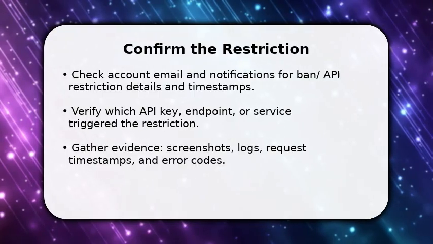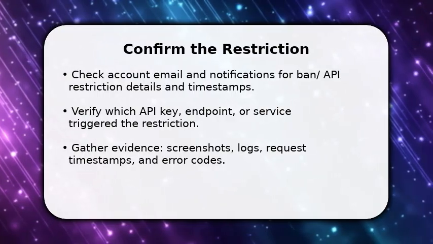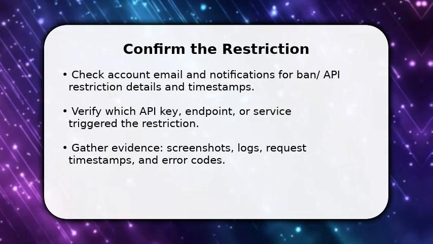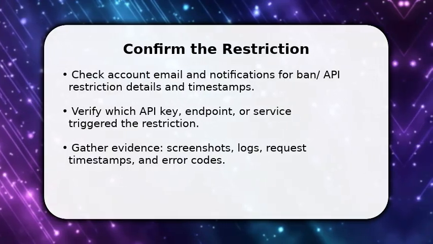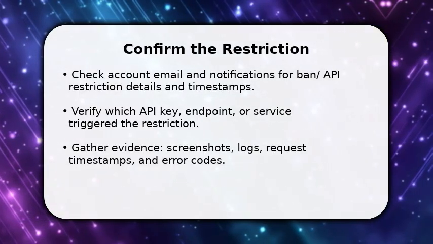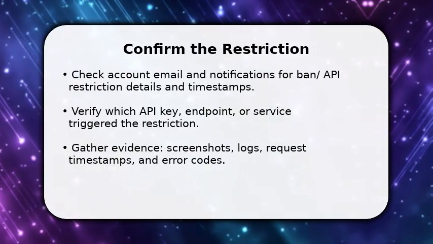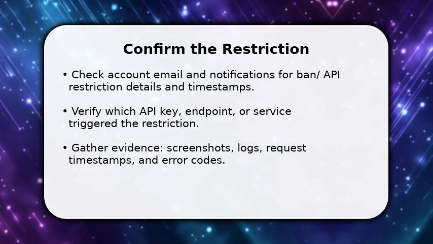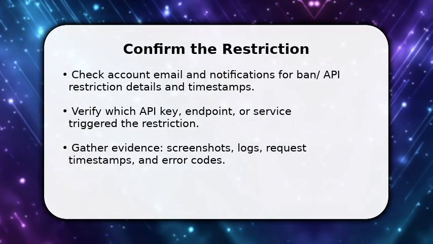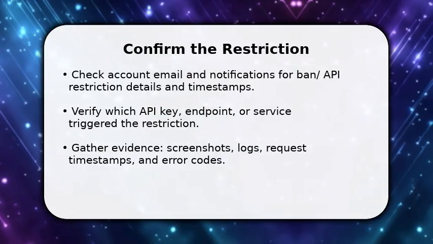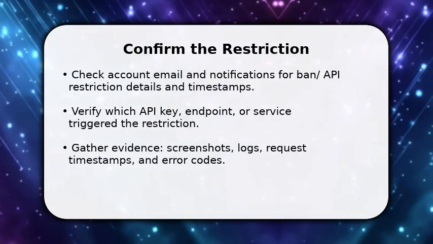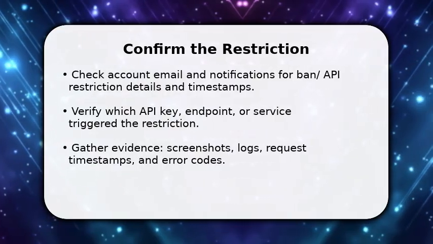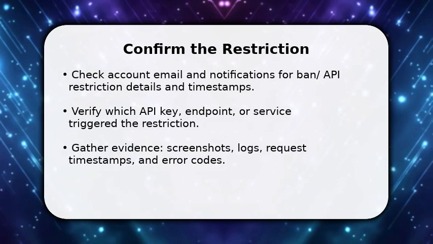You begin by confirming the exact restriction and purpose. Check your Roblox account email and notifications immediately, and open any error messages that mention API bans or rate limits. Pull the server logs and client timestamps that show the blocked requests, and note the API key or endpoint involved. Once done, export screenshots and save the numeric error codes. These will be essential for a focused appeal and for developers to reproduce the issue when troubleshooting.